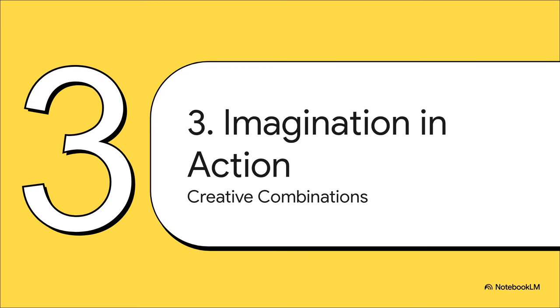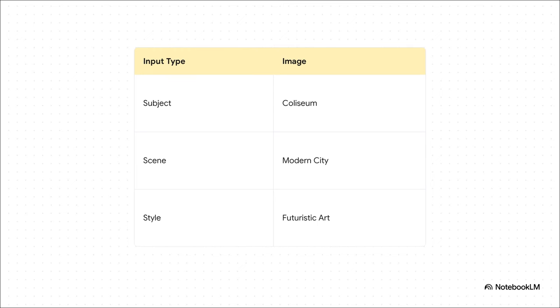Okay, so that's the theory, but what does this actually look like when you use it? The results? They can be pretty mind-blowing. Let's look at a couple of examples. Just check this out. The AI took a picture of the ancient Colosseum, a photo of a modern city, and a piece of futuristic art, and it mashed them up to create this. It's this incredible blend of the ancient and the futuristic that a concept artist might spend days sketching.